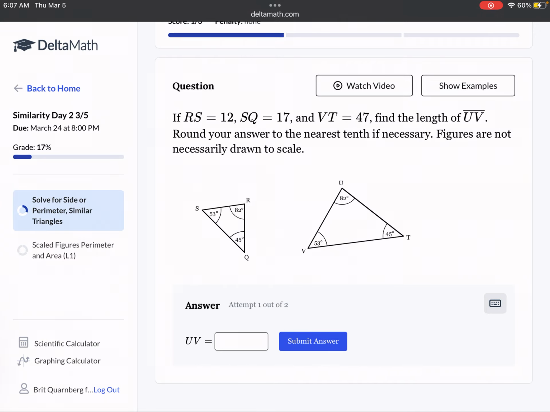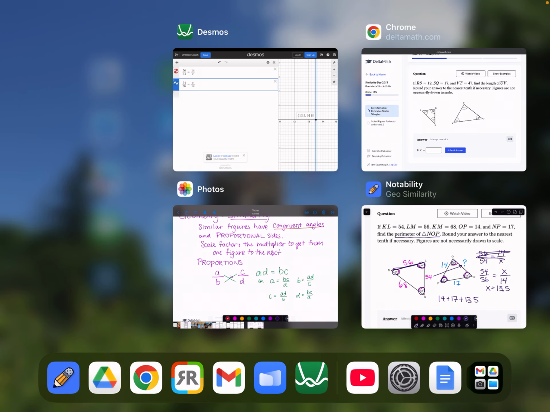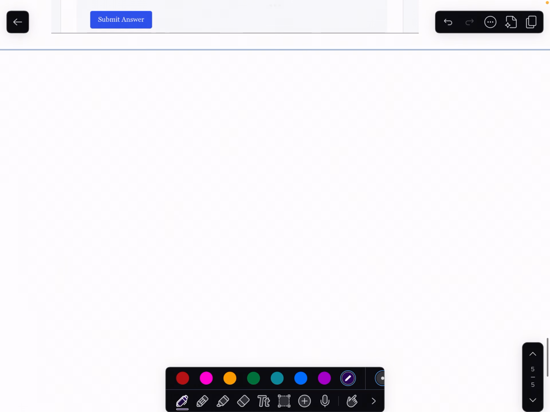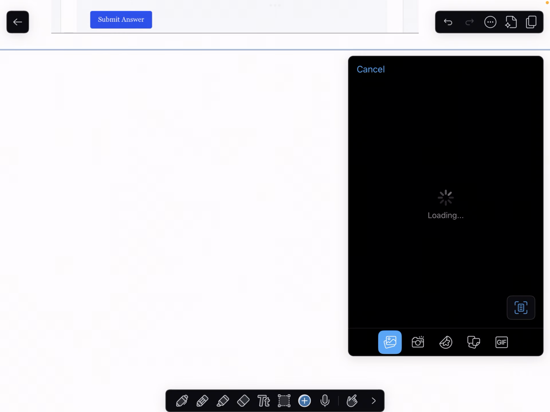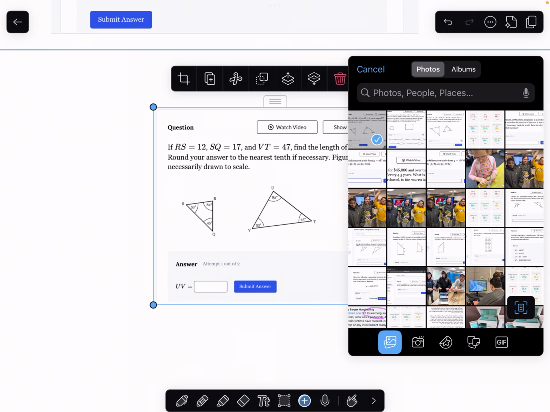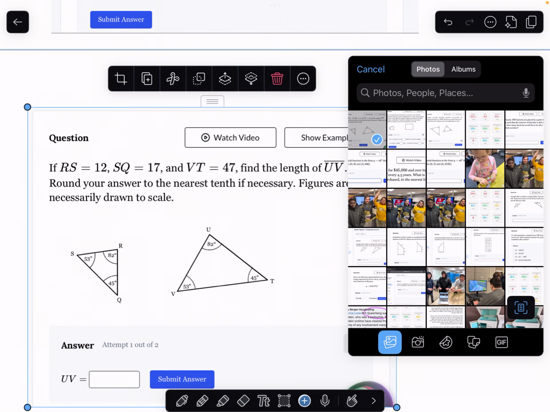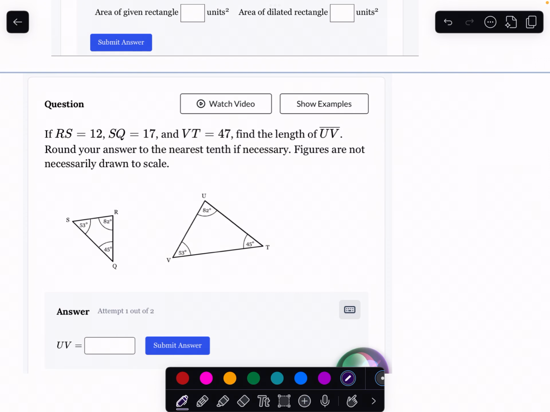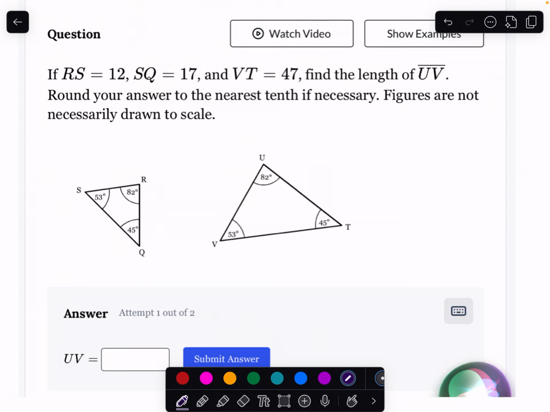Done. Save to photos. Move it over here into our notes. Slide. There we go. Putting it right here. Okay, so I want to find another one, and I'm going to label what we have.